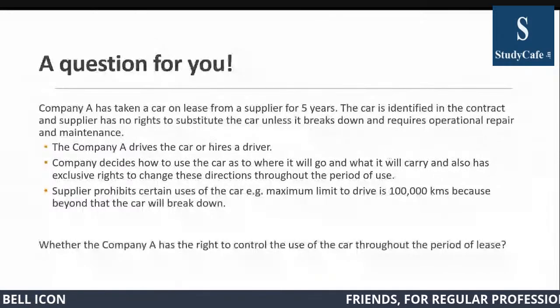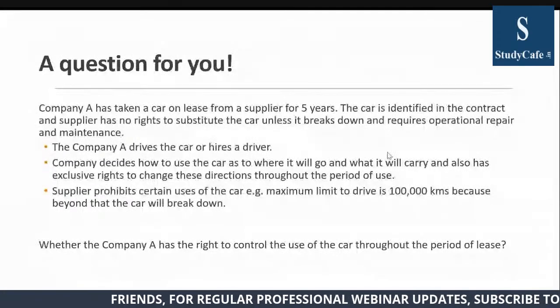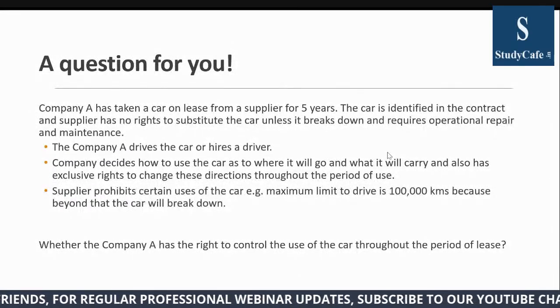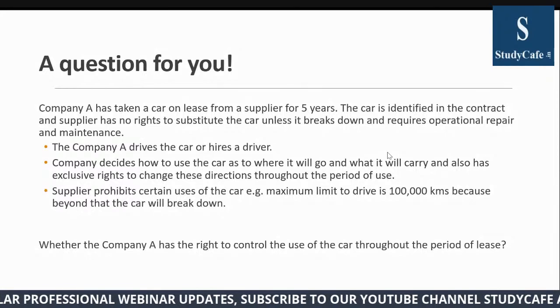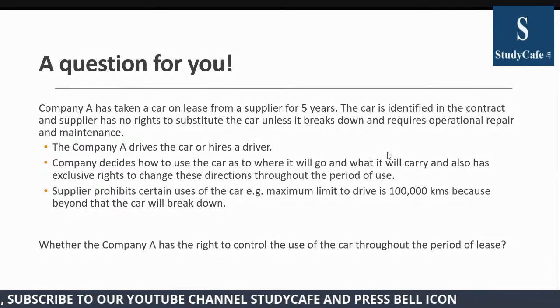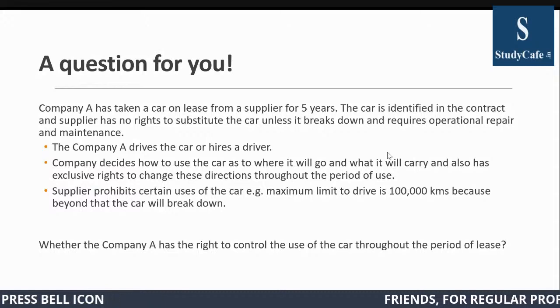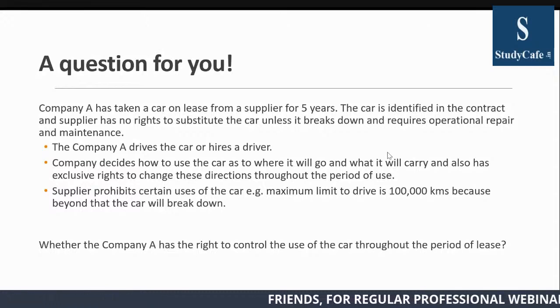So, what this question says is Company A has taken a car on lease from a supplier for 5 years. The car is identified in the contract, and the supplier has no rights to substitute the car unless it breaks down and requires operational repair and maintenance. That's fine. The car is an identified asset.